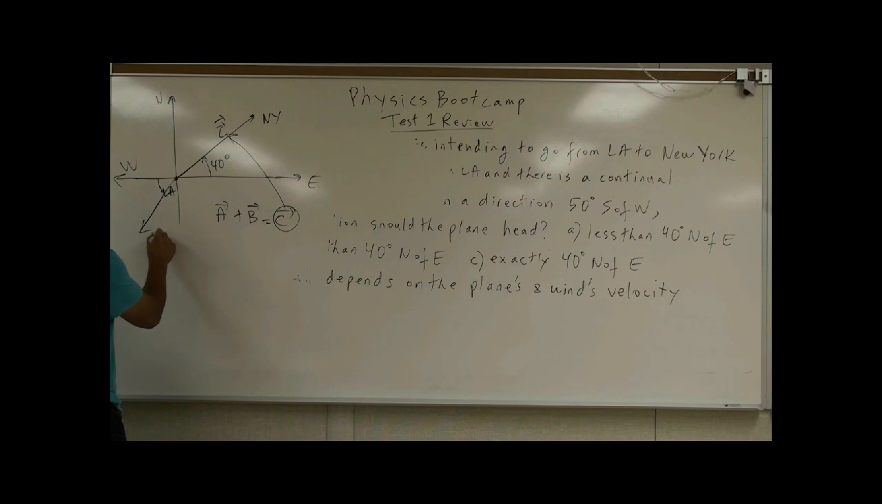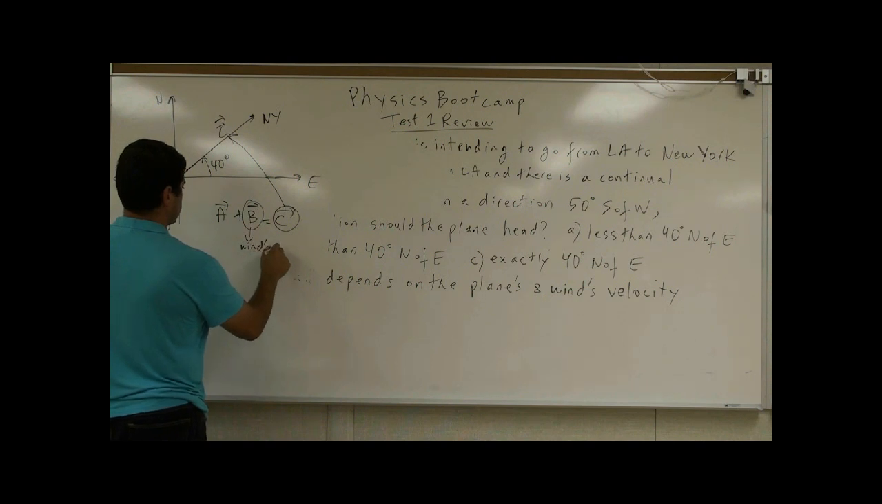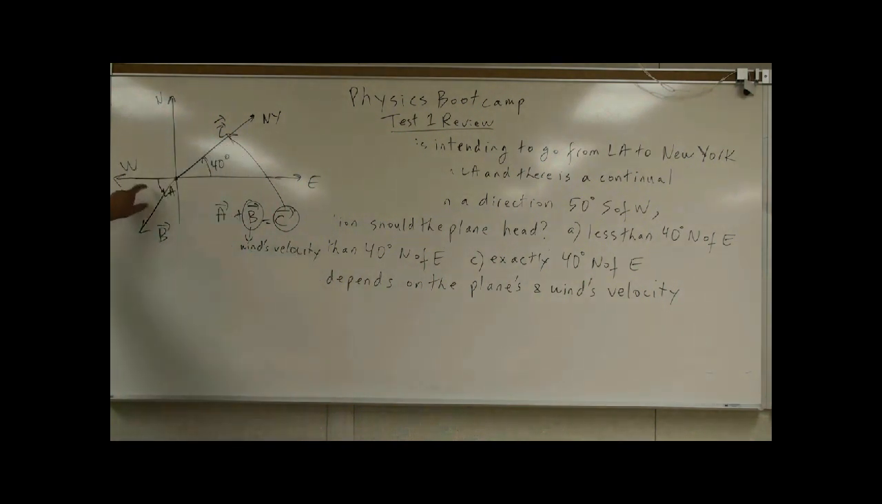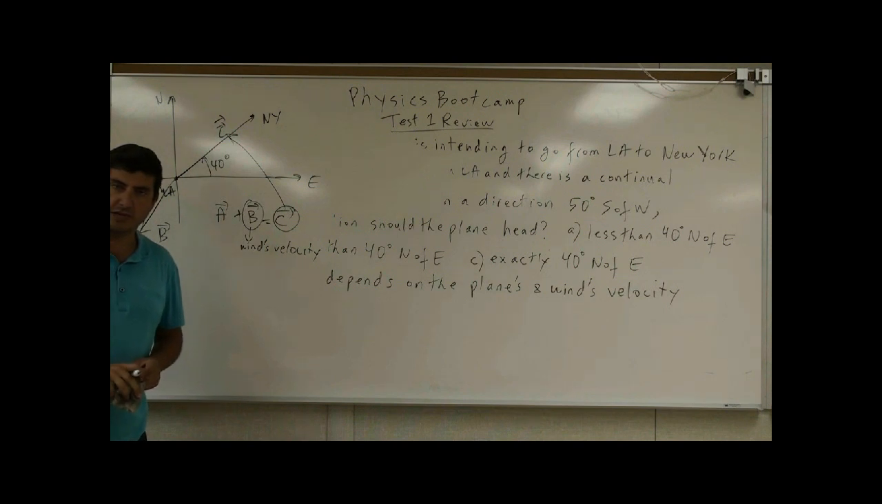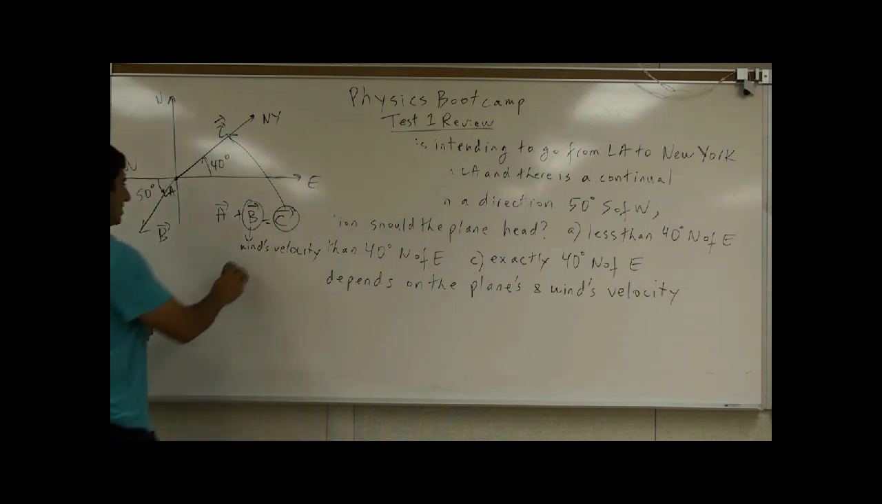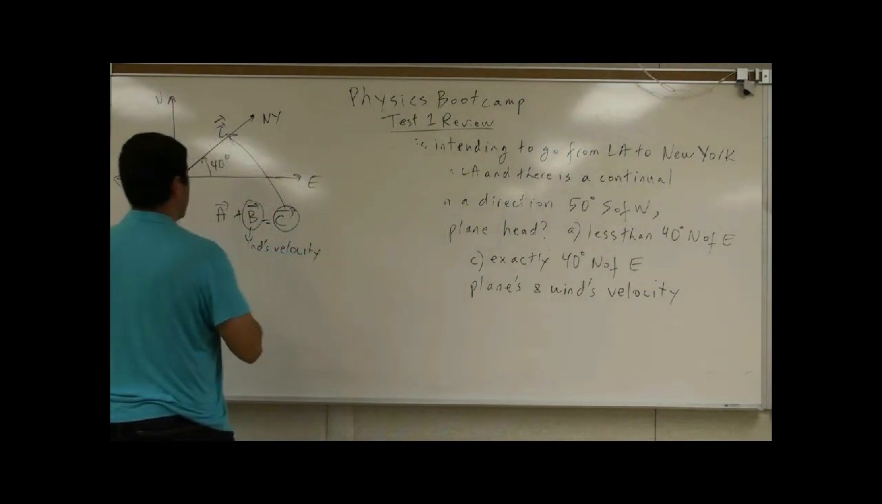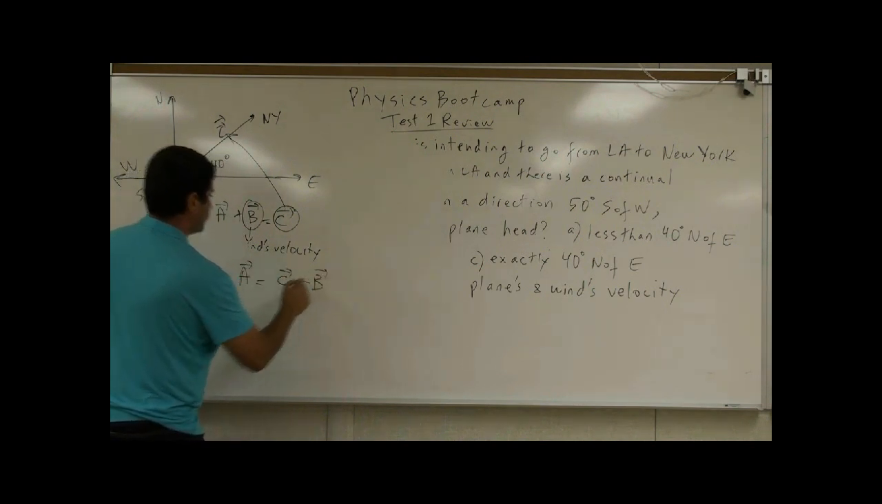So this is B. B is the wind's velocity. Why is this one a little steeper than that? Well, this is 40 and this is 50. 50 is greater than 40, so this one looks a little steeper. So now what direction is A going to be? Vectorially, we would say A is equal to C minus B.